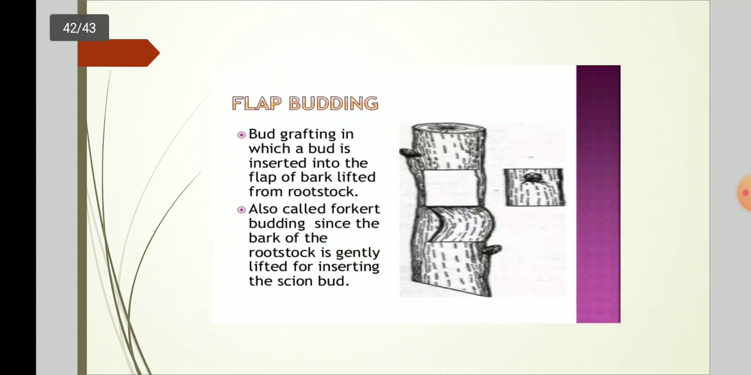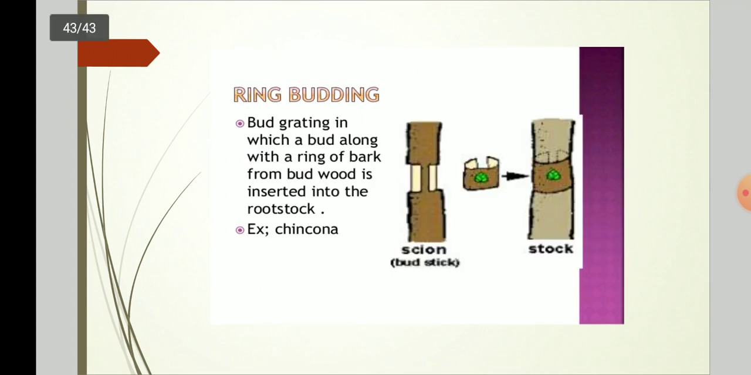Fourth one is flap budding. It is bud grafting in which a bud is inserted into a flap of bark lifted from the rootstock. Also called forkert budding, since the bark of the rootstock is gently lifted for inserting the scion bud. Ring budding is bud grafting in which the bud along with a ring of bark from the budwood is inserted into the rootstock. Generally, ring budding is done in cinchona.